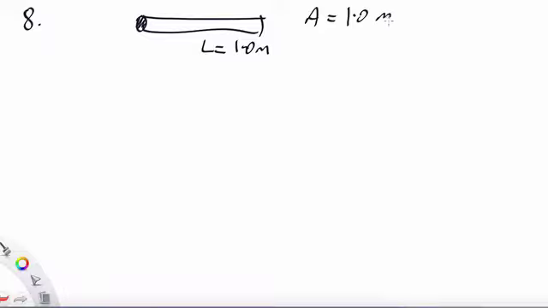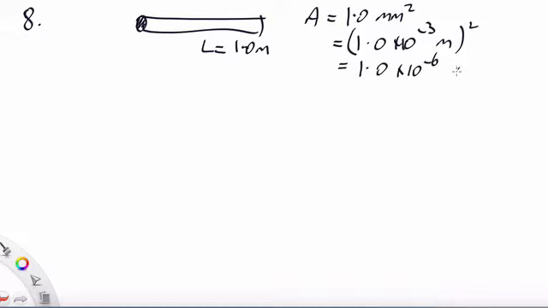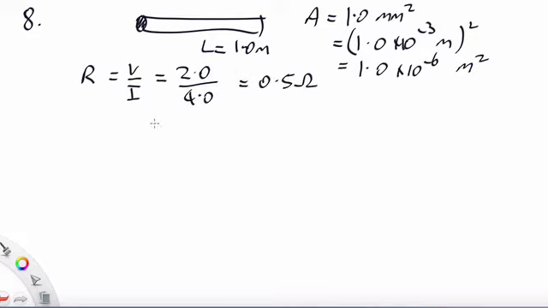Now for number 8, we have a wire. Its length is 1. The cross-sectional area is 1 square millimetre, which is 1 by 10 to the minus 3 metres squared, which is 1 by 10 to the minus 6 square metres. Now the resistance we just get from the voltage over the current. So 2 volts gives 4 amps, so that is 0.5 ohms.